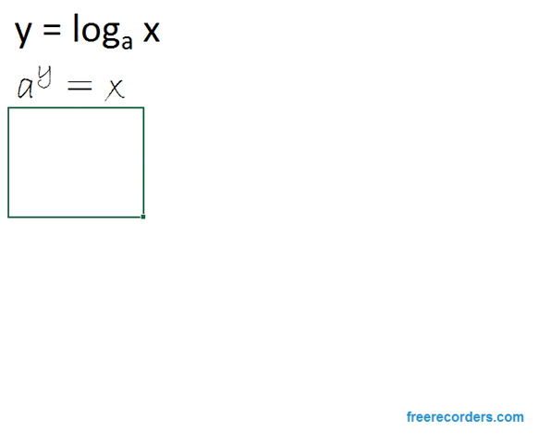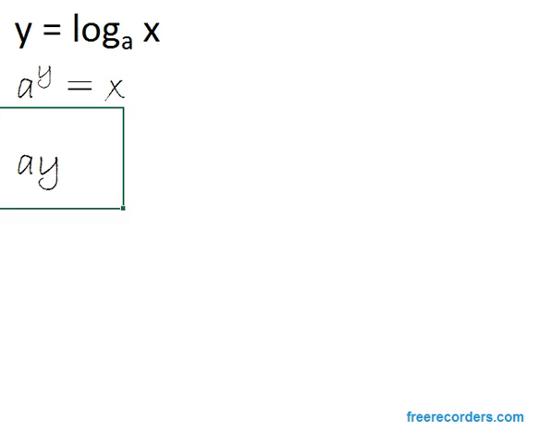The second thing I'm going to do now is differentiate that implicitly. So I will take the derivative of a to the y with respect to y, which we found was a to the y times natural log of a.